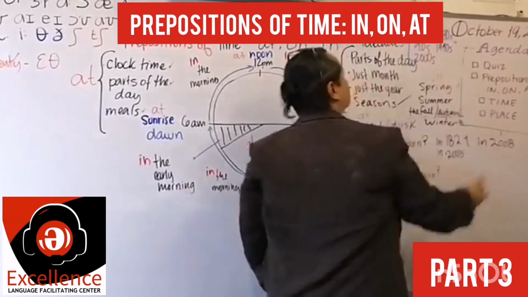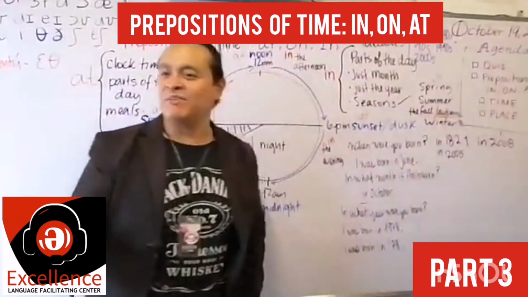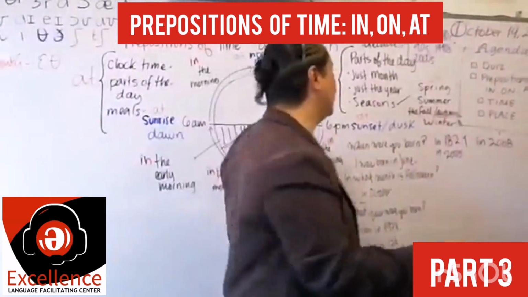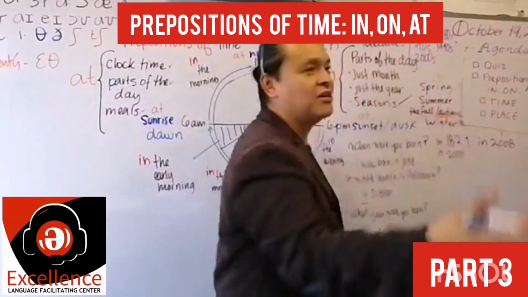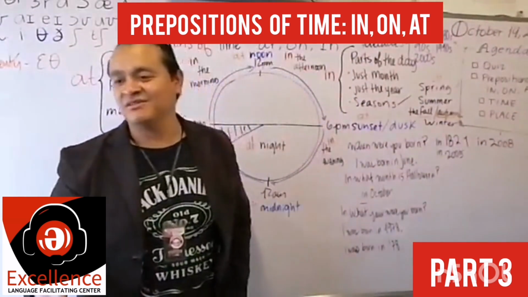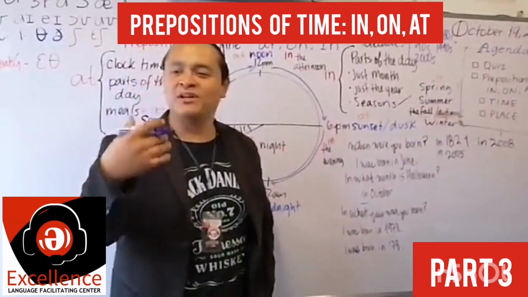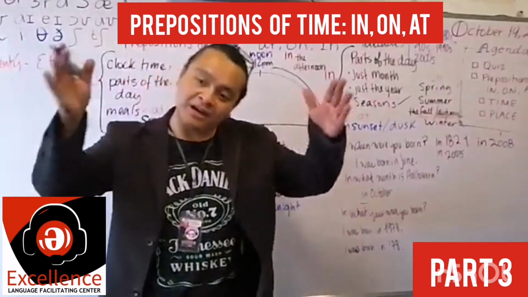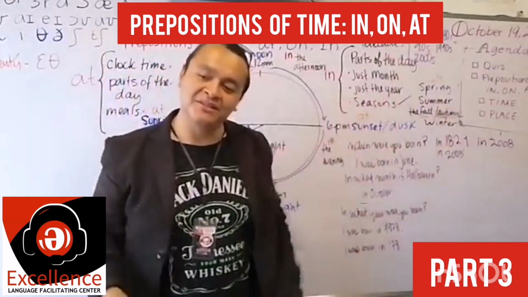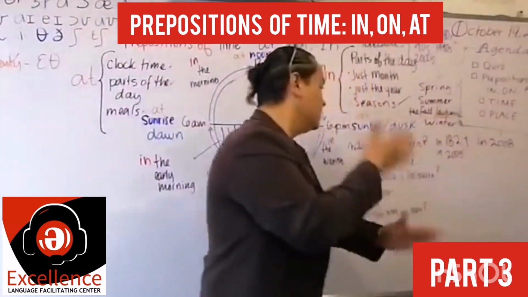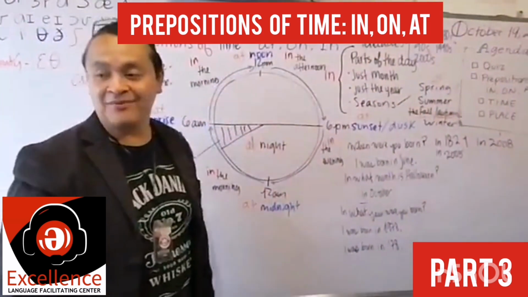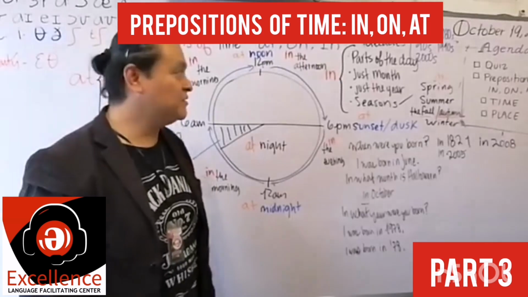Century. In the 14th century, there was a disease known as the Black Plague. In the 19th century, we had the Industrial Revolution. 20th century, 21st century. So we're talking about a span of 100 years. Okay, so that covers in. Are we good so far?